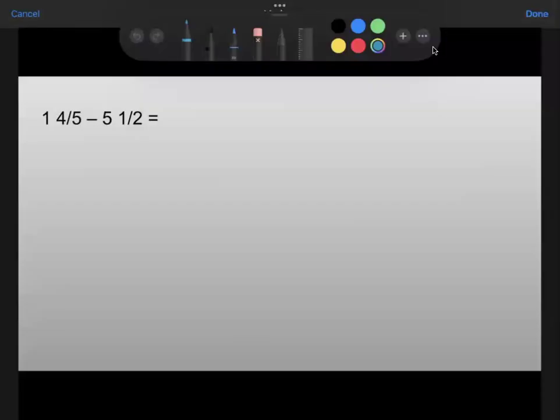Okay, here's our next one. We're going to take the mixed numbers 1 and 4/5, and we're going to subtract 5 and 1/2. So let me go ahead and rewrite those. 1 and 4/5 minus 5 and 1/2. So right away, you might notice we're taking away more than we have. So we know our answer is probably going to be negative.